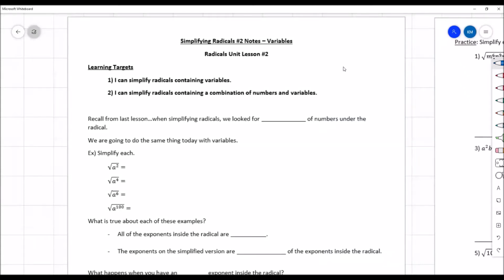Today we're looking at simplifying radicals number 2 notes. At the end of this video, you should be able to simplify radicals containing variables, and simplify radicals containing a combination of numbers and variables. Recall from last lesson, when we simplify radicals, we looked for pairs of numbers under the radical.